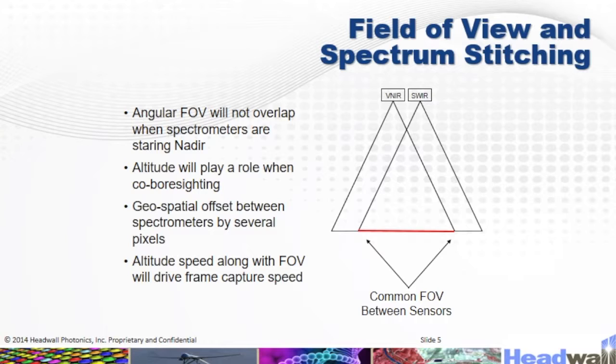Here we have field of view and spectrum stitching. The angular FOV will not overlap when spectrometers are pointing nadir. Altitude will play a role when co-boresighting. There is a geospatial offset between spectrometers of several pixels. Altitude and speed, along with FOV, will drive frame capture speed.